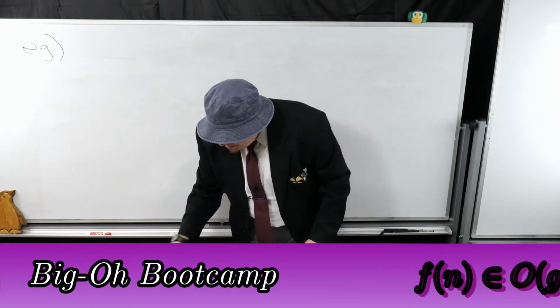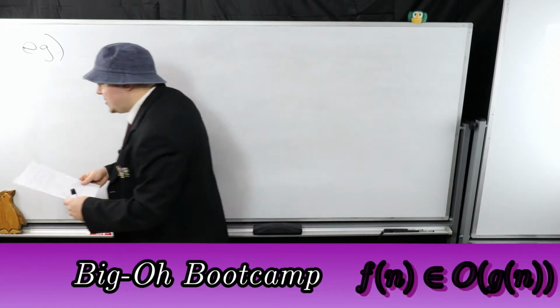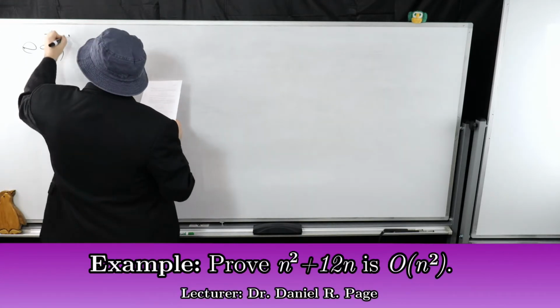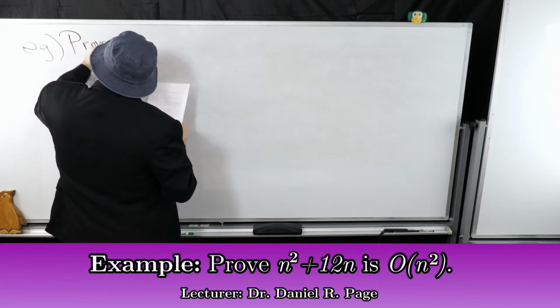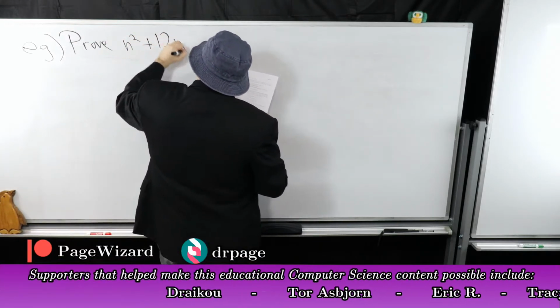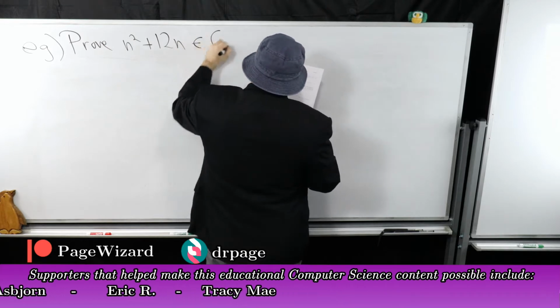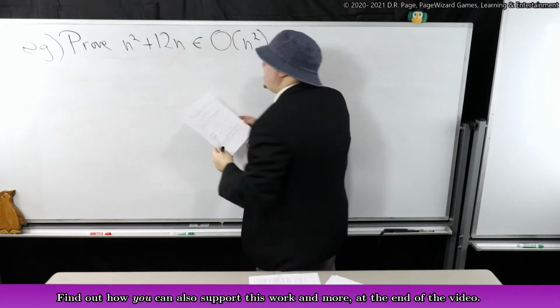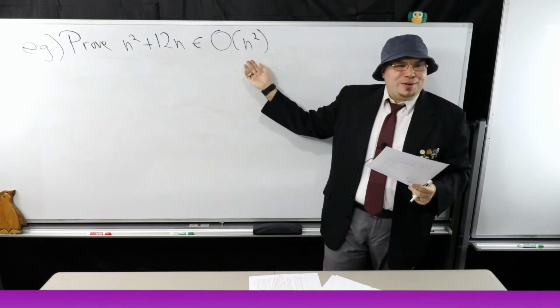So that's one example. Let's do another example. Let's see if we can use that same idea again. So here's a second example. What we're going to do is prove that n squared plus 12n is in, or is, big O of n squared. Now you might ask, Dan, why are you picking n squared, not n?